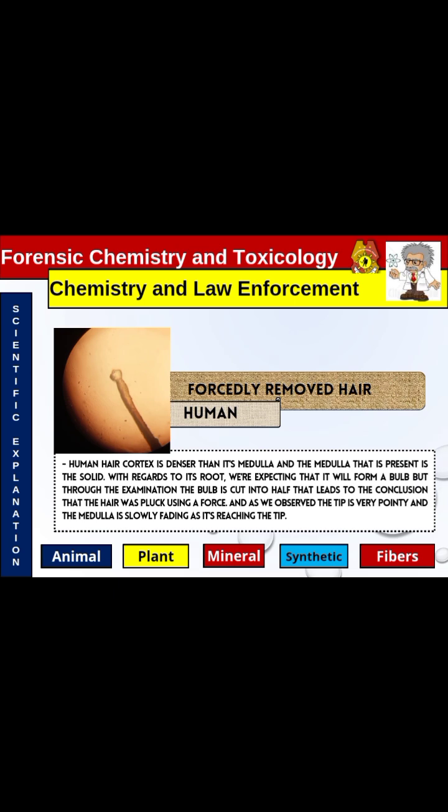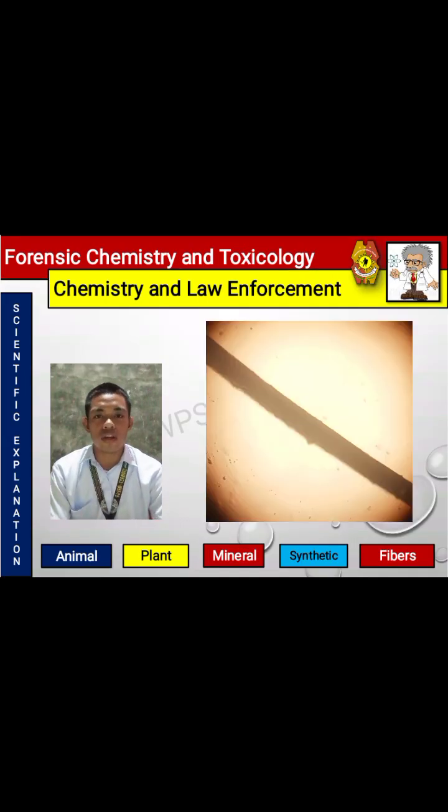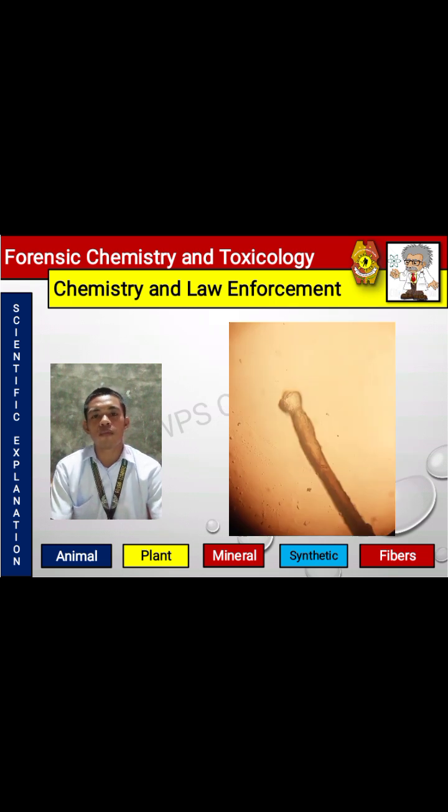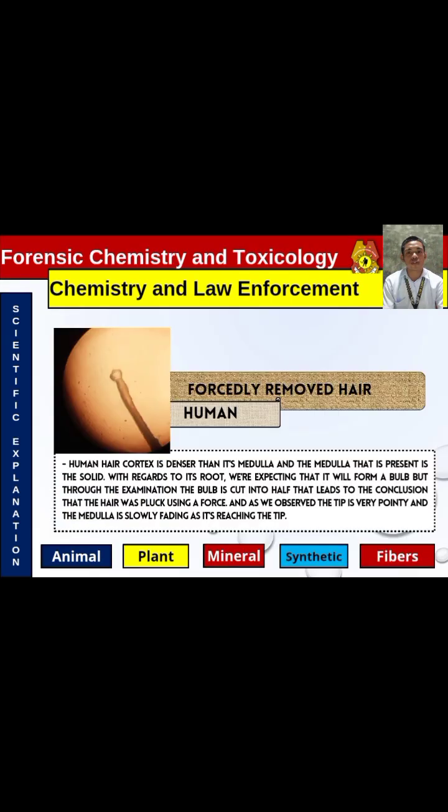Human hair cortex is denser than its medulla, and the medulla that is present is solid. With regards to its root, we're expecting that it will form a bulb, but through the examination, the bulb is cut in half. That leads to the conclusion that the hair was plucked using force. And as we observe, the tip is very pointy and the medulla is slowly fading as it reaches the tip.